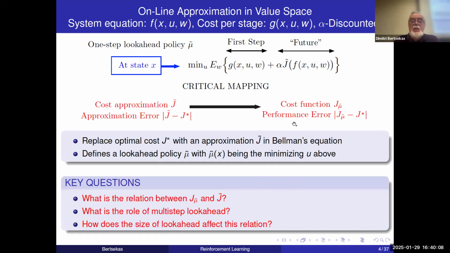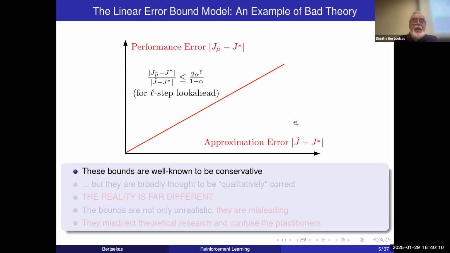So that's the mapping we want to discuss. There is a long-standing investigation on this issue, going back 50 years, maybe even more, which relates the approximation error and the performance error. And it says that these are related linearly. The more the approximation error is, the more deterioration there is in the policy, and the relationship is linear.